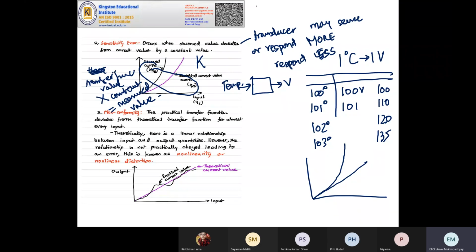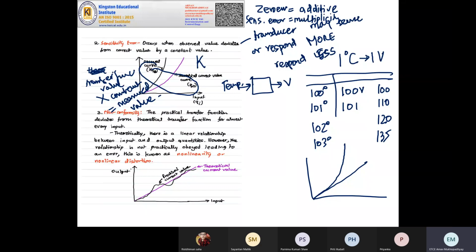Zero error is an additive error. That means the error is added to the transfer function value. But sensitivity error is a multiplicity error. You will multiply some constant value to your transfer function value.